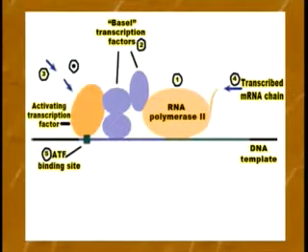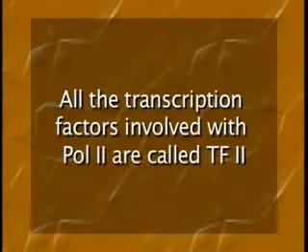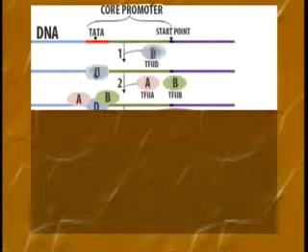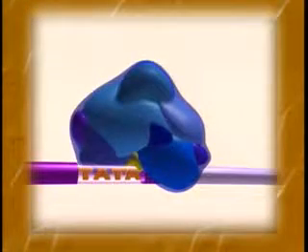The transacting factors, which are products of various regulatory genes, bind to either DNA, to each other, or to RNA polymerase. They can also bind in various combinations. All the transcription factors involved with Pol II are called transcription factor II. First, the factor TFIID binds to the TATA box, covering about 25 nucleotides within the -17 to -42 region.